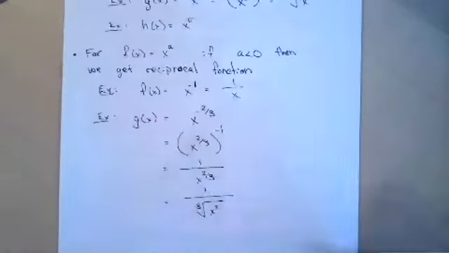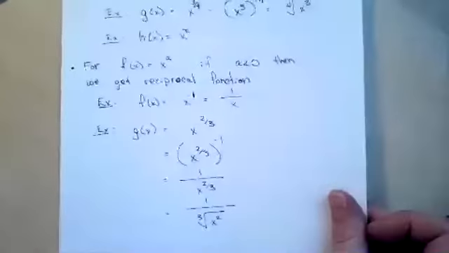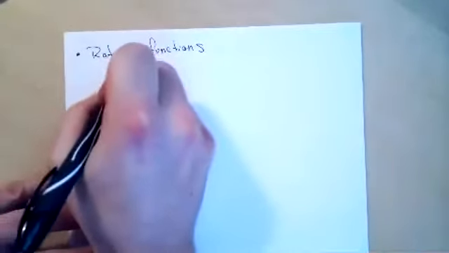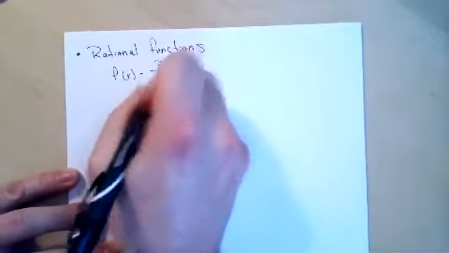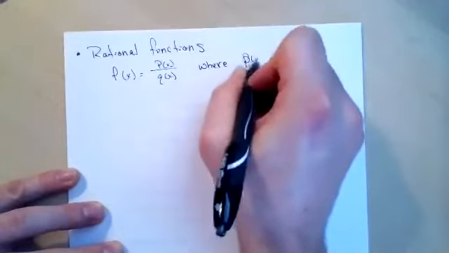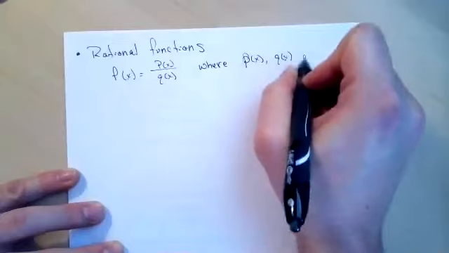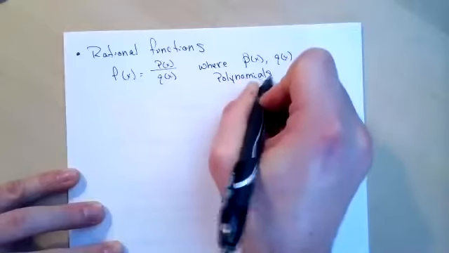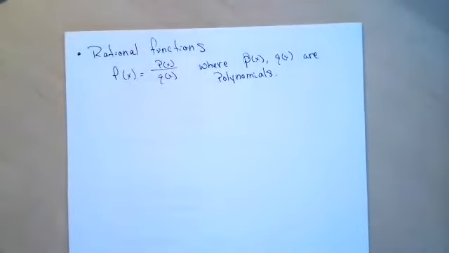Building upon this, we next talk about rational functions. These are going to be functions of the form p of x over q of x, where p of x and q of x are polynomials.